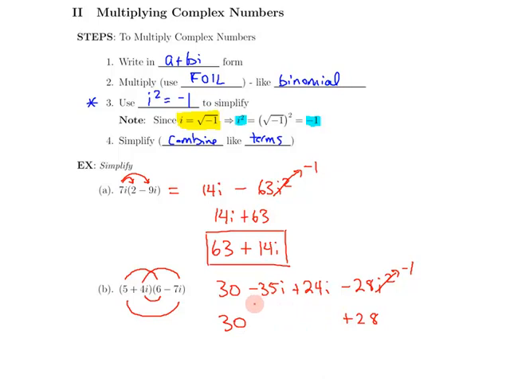What about the middle terms? These are like terms, right? So I can go ahead and combine them. Negative 35i plus 24i is negative 11i. So I have 30 plus 28, that's 58 minus 11i. Did I do that correctly? Something seems fishy. Yep, that's correct. And there's my final answer.